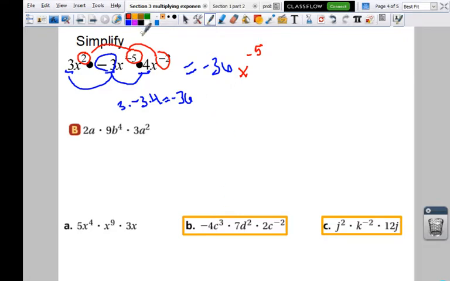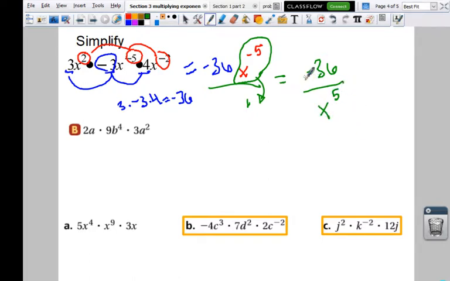And we're not quite done because I got a negative 5. I need to get rid of that doing the flip thingy. So I go over. I take the x. Because remember, even though this is a negative 36, that doesn't make it change. The negative on the exponent makes it change. So the x is going to flip to the bottom. Negative 36 stays up top. X to the negative 5 flips to the bottom, and the negative goes away. And you're done.